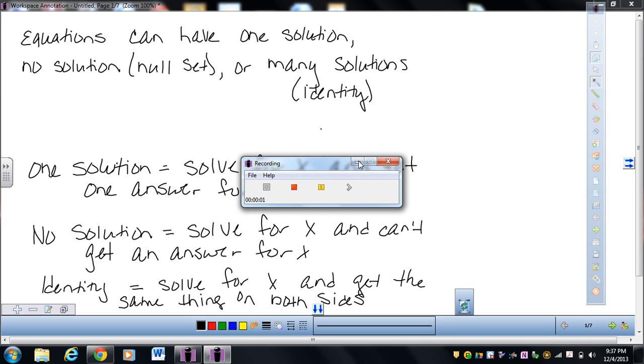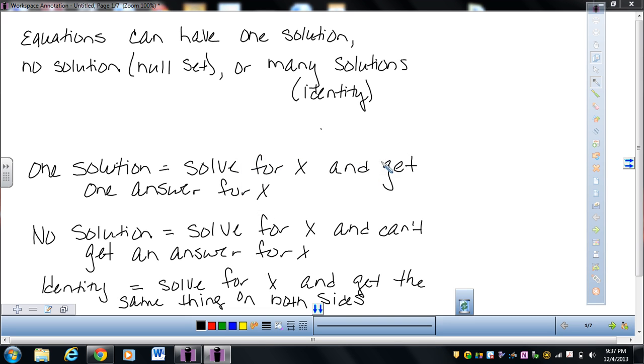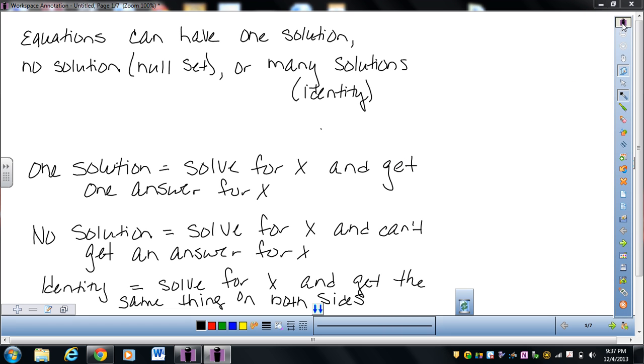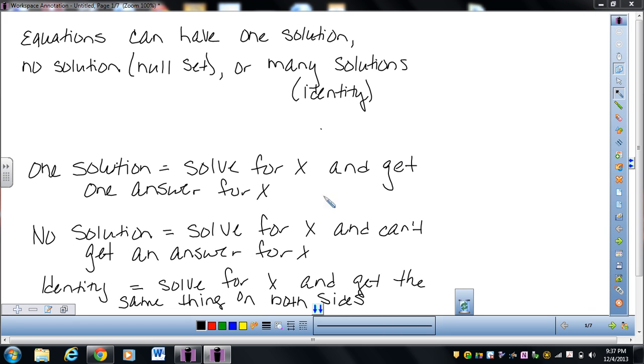Okay, Pete, today we are going to talk about the different types of solutions and equations that you will see for the rest of the school year. We've been working with one particular type of equation, and that is the equation that has one solution. Every time we solve for x, we get an actual answer for what x is. But sometimes you're going to run across other types of equations.